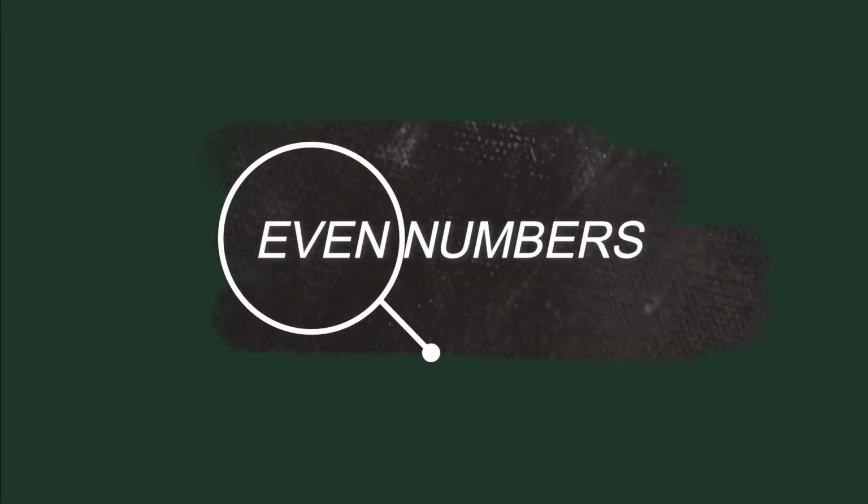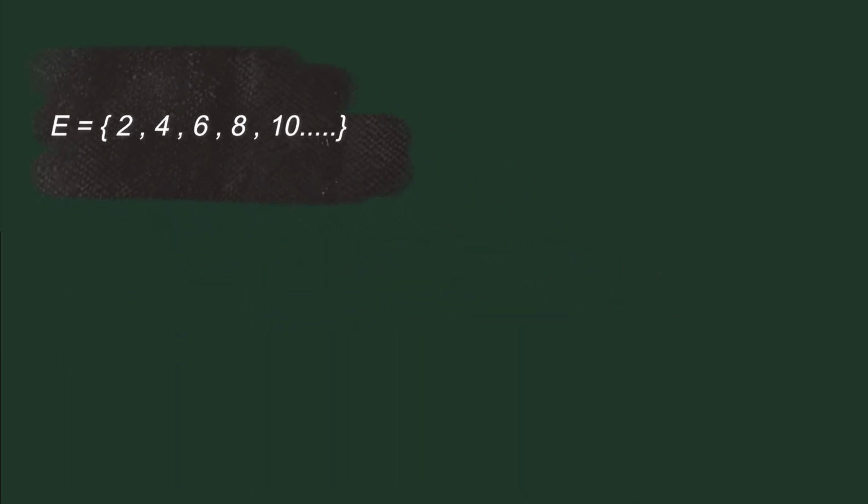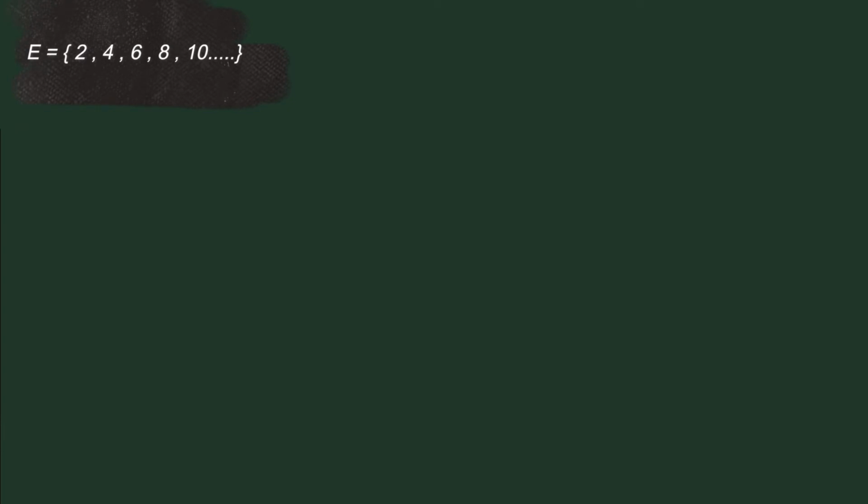Even numbers. Even, what does it mean? The natural numbers which are exactly divisible by 2 are known as the even numbers. Even numbers are denoted by E. E equals the set of 2, 4, 6, 8, 10 and so on. Let's learn some very important points of even numbers.